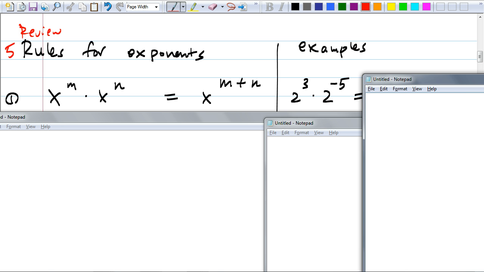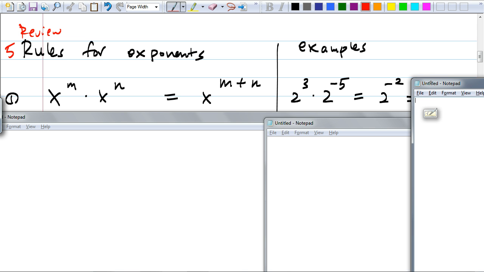2 to the negative 2. Very good. You add them together, right? What is 3 plus negative 5, class? Negative 2. And can I leave it this way? No, I'm not done simplifying.